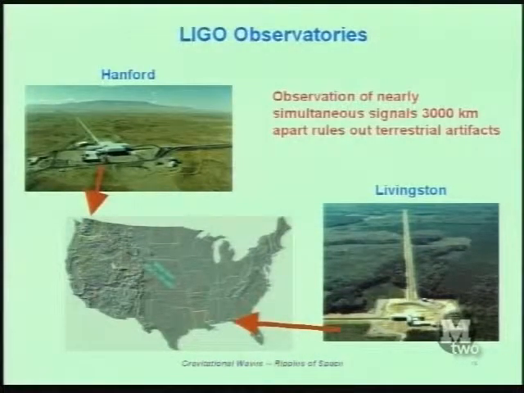Here are aerial shots of the two observatories for LIGO. This is the eastern Washington desert, Rattlesnake Mountain in the background. This is a pine forest in Louisiana, about 30 miles east of Baton Rouge.